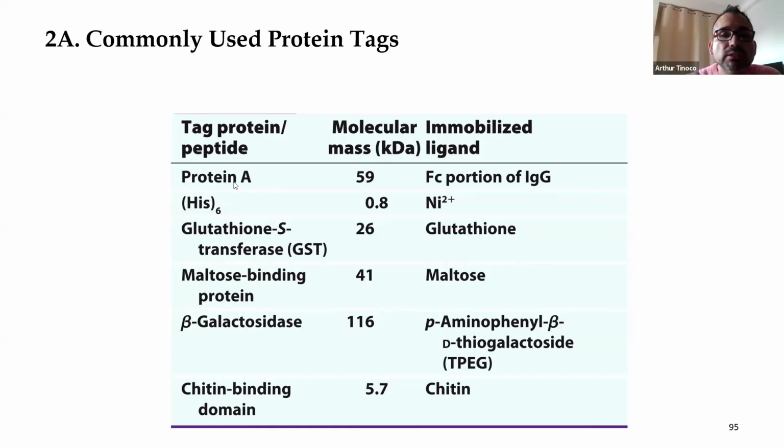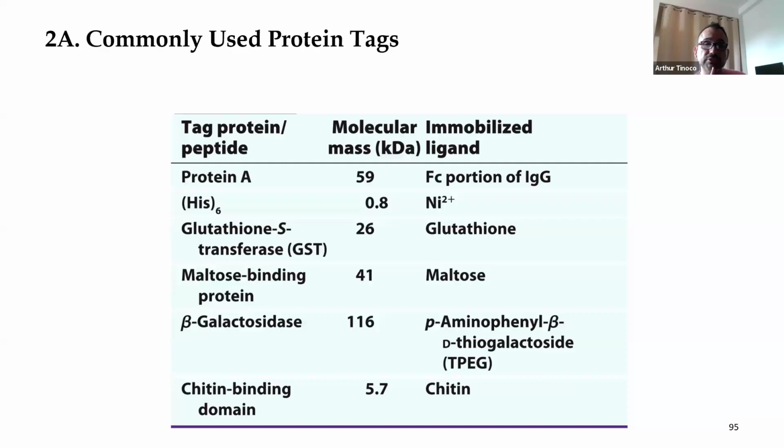of interest. So here you have other examples of tags. Protein A and the corresponding ligand for that particular protein. So just a representation of what you can use and what type of resin with an immobilized ligand that you can take advantage of as a binding partner for that tag.